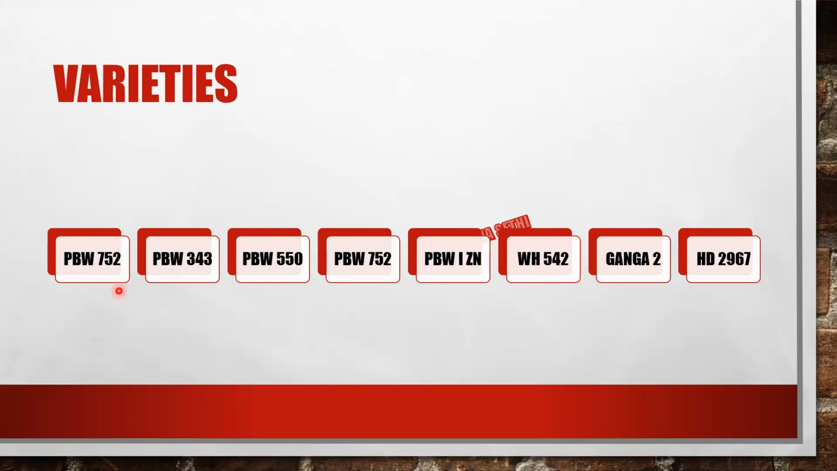Different important varieties of wheat: PBW 752, PBW 343, PBW 550, PBW 1ZN, WH 542, Ganga 2, HD 2967. So these are the important varieties of wheat. So this is briefly how wheat is cultivated in the field. This is called cultivation practices.